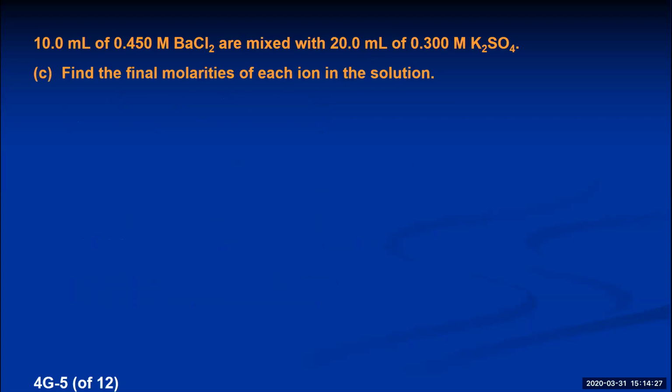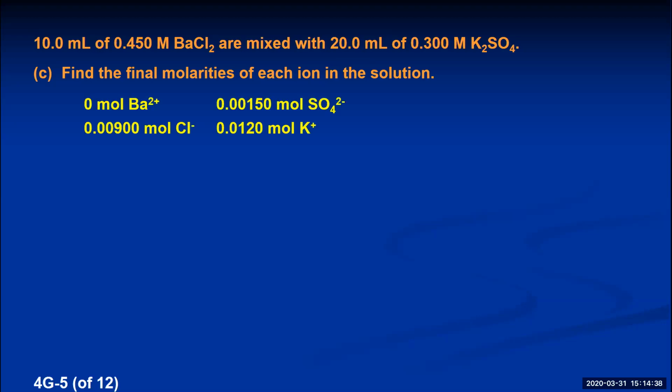Let's try part C. Find the final molarities of each of the ions in the solution. Molarities are moles divided by liters. So in part B, we have the number of moles of each of the substances in the solution after the precipitation reaction occurred. So if we know the number of moles of each, to calculate molarities, you just take moles and divide it by the volume.